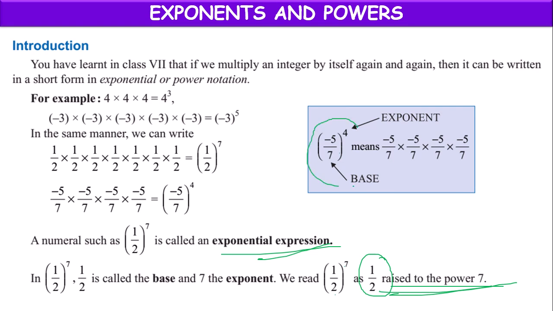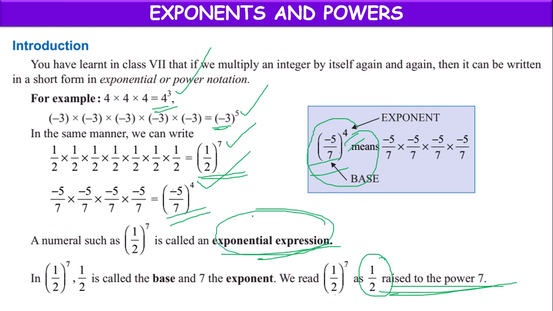Here, minus 5 by 7 raised to the power of 4. Or here, 4 raised to the power of 3. Minus 3 raised to the power of 5. 1 by 2 raised to the power of 7. Minus 5 by 7 raised to the power of 4. Like that we can read exponential expressions.